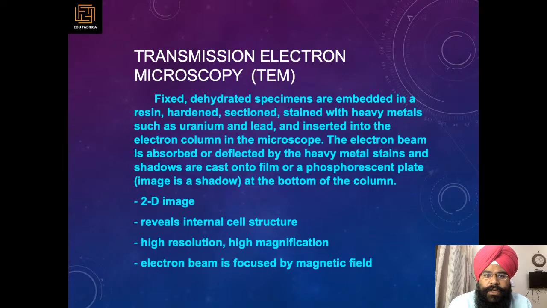Then comes the transmission electron microscope. In this, we fix and dehydrate our specimens, embed them in resin, and cut hardened sections. Then with heavy metals such as uranium and lead, we insert them in the electron column of the microscope. The electron beam is absorbed and diffracted by the heavy metal stains, and shadows are cast onto the film or fluorescent plate at the bottom of the column. So you get not 3D images in them, but 2D, and the internal cell structures are revealed, like Golgi, ER, vacuoles, all these structures. The electron beam is focused by a magnetic field.